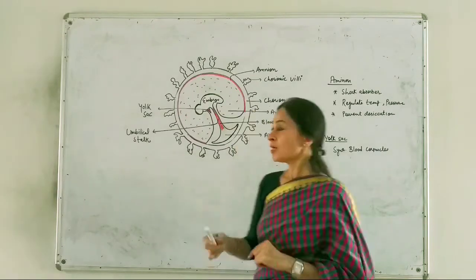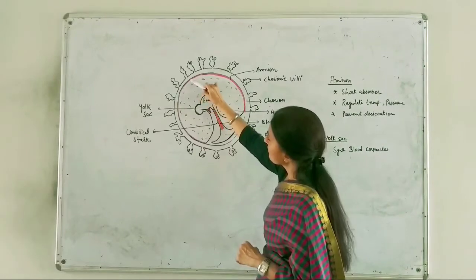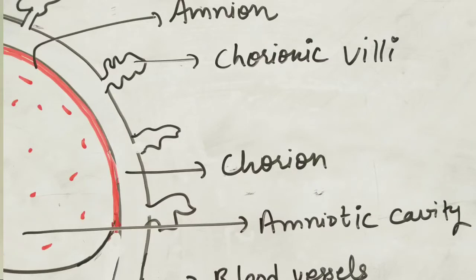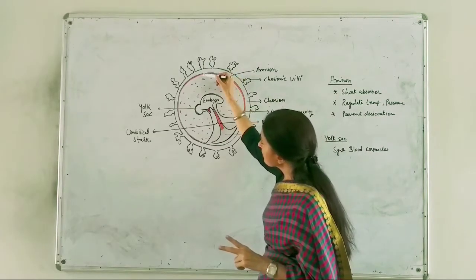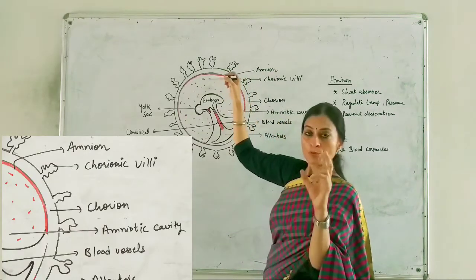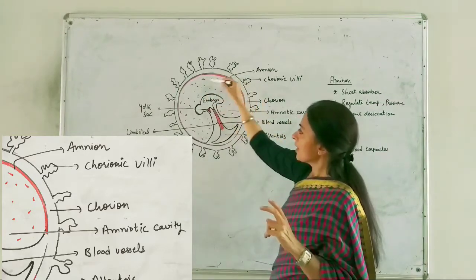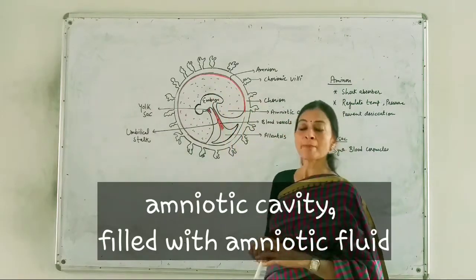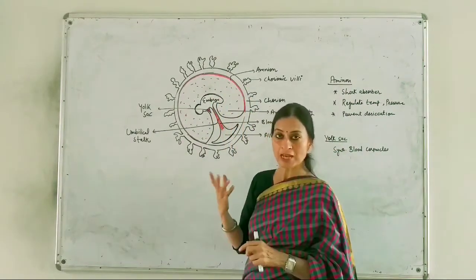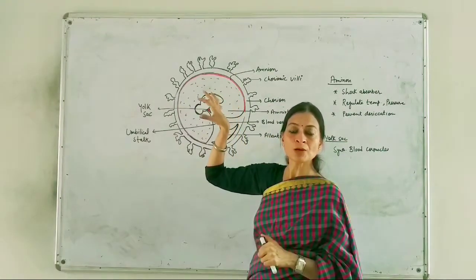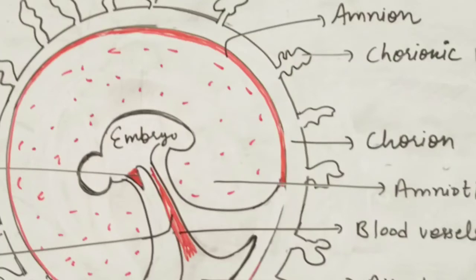Okay, now come to the next layer. You can see here this red colored line. This red colored line is amnion, the second extra embryonic membrane, and you can see that between this amnion and this embryo there is a space in between, and this space is filled with a liquid. This space is known as amniotic cavity, and this amniotic cavity is filled with a liquid known as amniotic fluid.